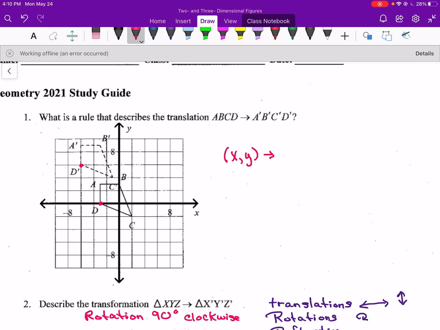So first I'm going to see how far it moves left or right, because that is the X. So 1, 2, 3, I move 3 steps to the left. So that means each X is being reduced by 3, so X minus 3. And then for the Y's, we're going to count up 1, 2, 3, 4, 5, 6. So each Y is going up by 6, so it's Y plus 6.